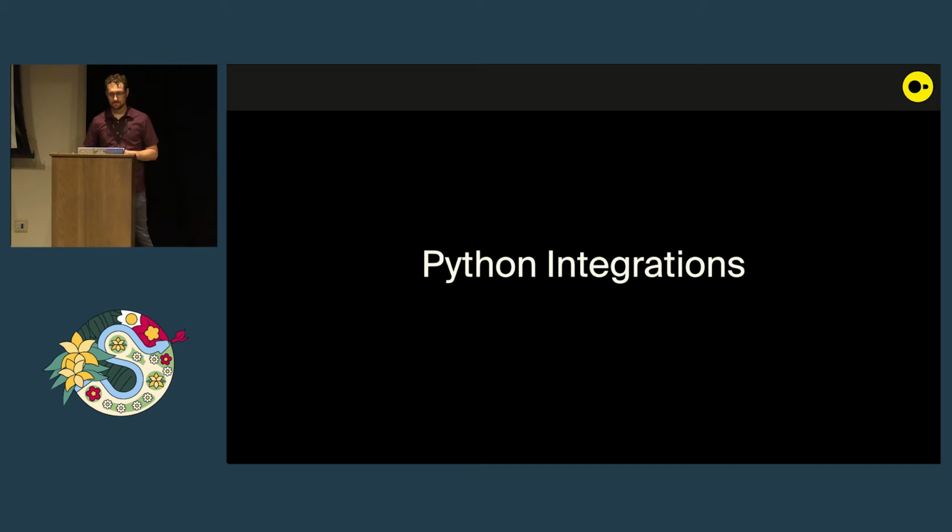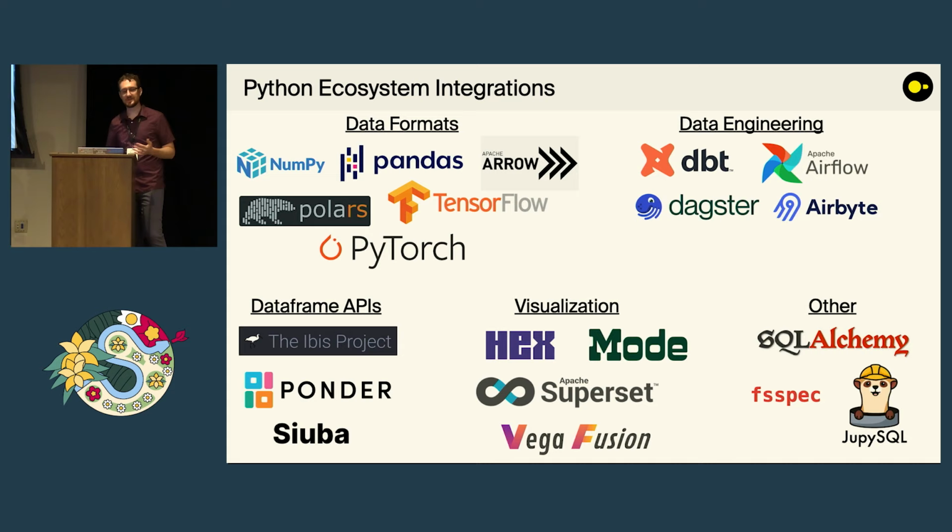How does this fit into Python? We have ecosystem integrations ranging from data formats into data engineering libraries into data frame APIs, where you can write in data frame syntax and use DuckDB as the engine. It's the default in Ibis and in Ponder. Sayuba is a port of dplyr into Python syntax.